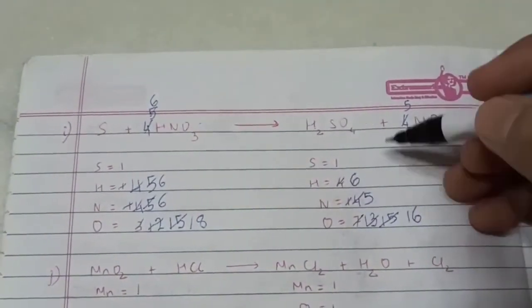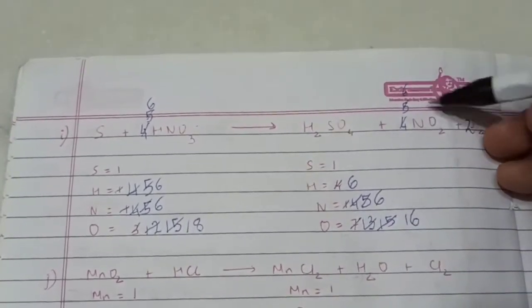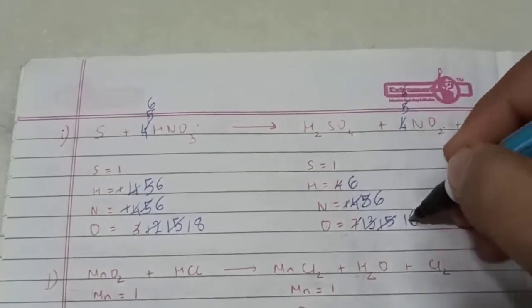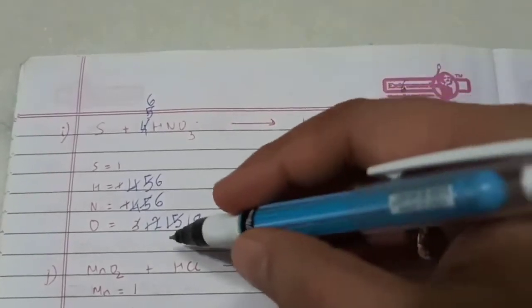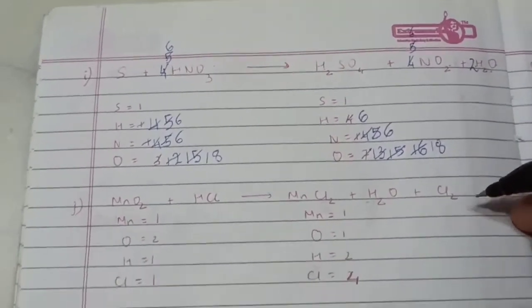Now nitrogen is less. So let's put a 6 out here. That becomes 6. Let's see what happens to oxygen. 6 into 2, 12. Plus 4, 16. Plus 2, 18. Oh, great. Now everything is balanced. So that's the final answer. You should rewrite it. Write A and S answer and write the equation neatly. Now similarly, let's do the J1.